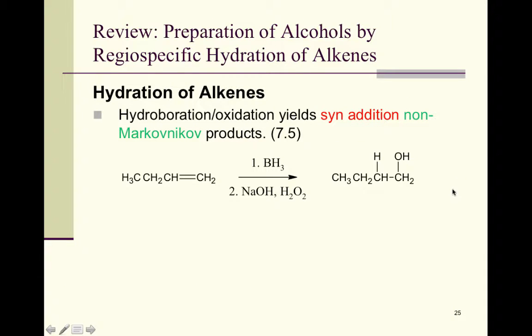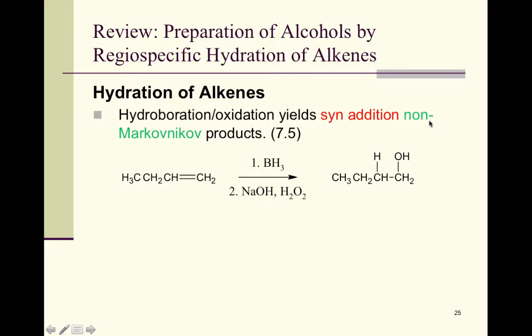One way that we can make an alcohol is the hydration of an alkene. Hydroboration oxidation yields a syn addition non-Markovnikov product. If you'd like more details on this reaction, it is covered back in section 7.5 in your textbook. We have an alkene. This is a two-step reaction. Because this reaction is syn addition, both the H and the OH will go to the same side of the molecule. If you have a linear compound, you're not going to see the syn addition because you have free rotation around a single bond here once the compound is formed. But if this reaction were on a ring structure, you do need to show the product as syn addition.